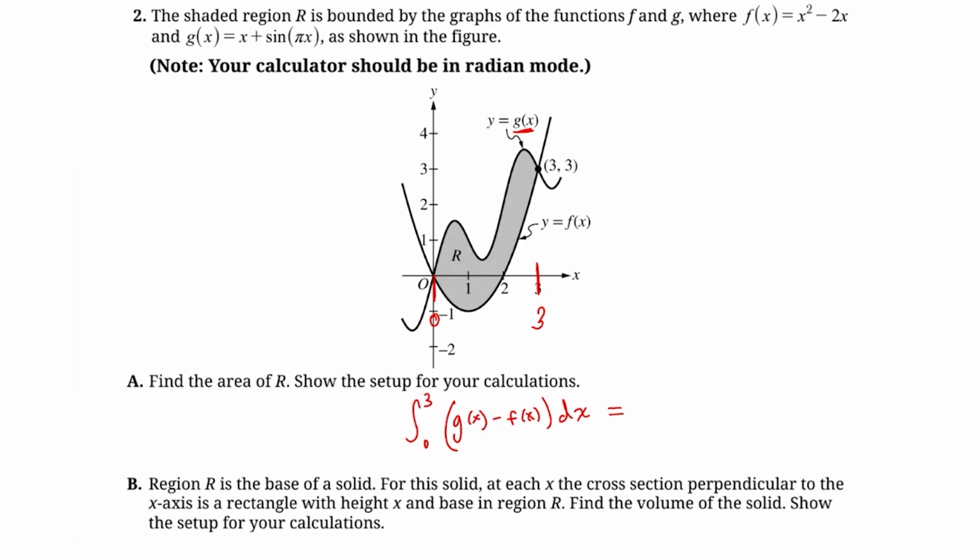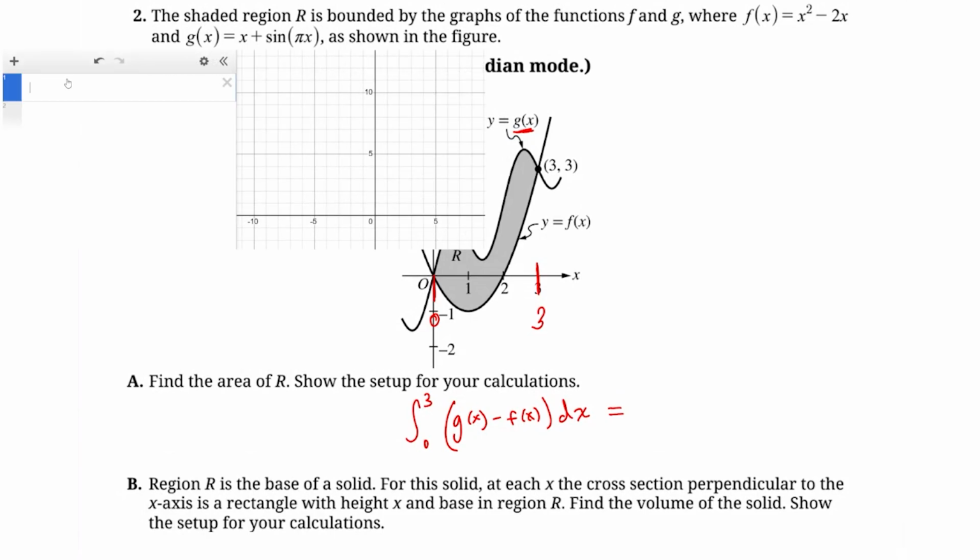So I'm going to bounce on over to Desmos again and type in the two functions that we're using here. F of x equals x squared minus 2x, and g of x equals x plus sine of pi x.